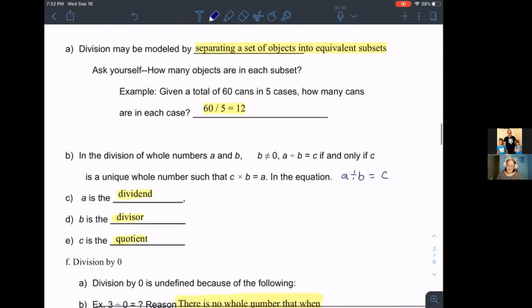Now we've got A. Division may be modeled by separating a set of objects into equivalent subsets. Ask yourself, how many objects are in each subset? Example, given a total of 60 cans and 5 cases, how many cans are in each case? So if you divide 60 by 5, you get 12.